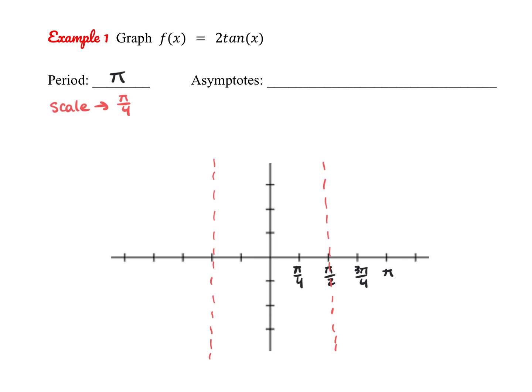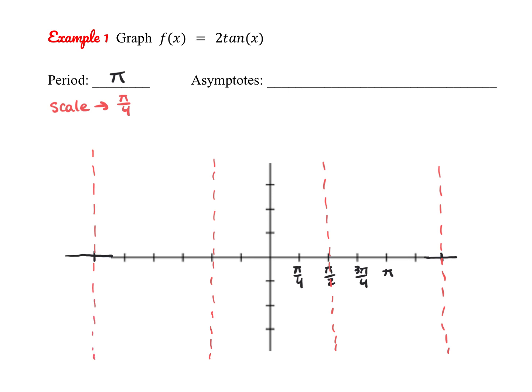Let's see if we can add in another couple periods. So remember, the asymptotes are going to repeat every period, which for us is 4 tick marks. So if I go 4 more tick marks to the right, I will have another asymptote. And if I go 4 more tick marks to the left, I will have another asymptote.